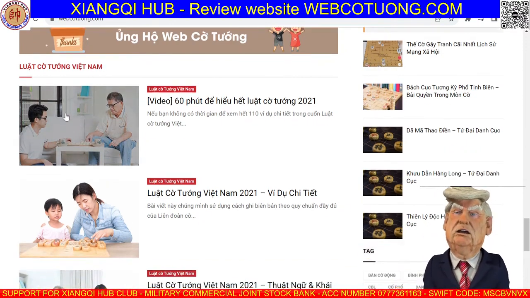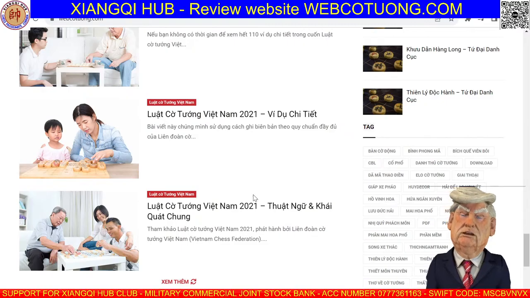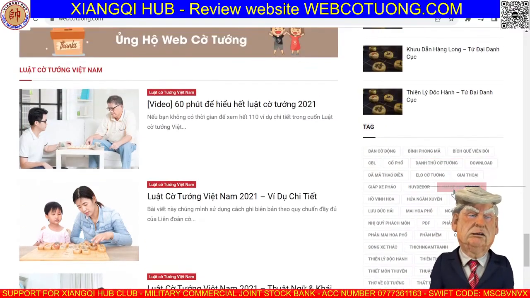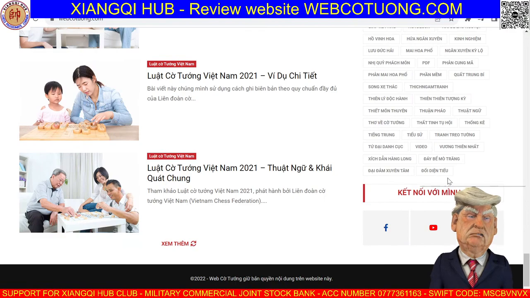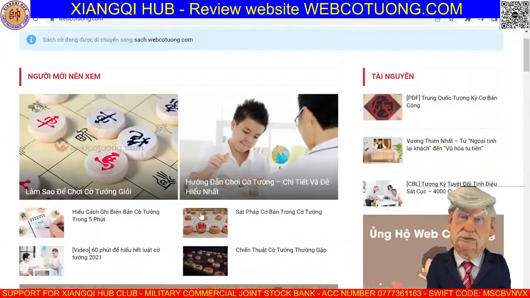And below here we have a proof of XIANGQI of Vietnam and some basic rules updated in 2021, and some basic rules of XIANGQI in 2021. Okay, and the tags for the website, which are in Vietnamese too. So this website is in Vietnam about XIANGQI, and they don't have an English version.